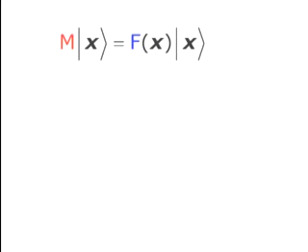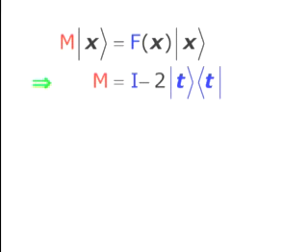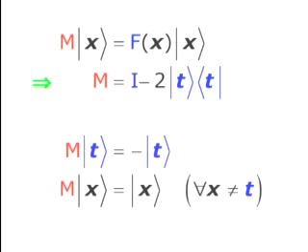The net effect of M on the L qubits holding x can be summarized as M acting on |x⟩ is f of x times |x⟩. Explicitly, the unitary matrix that is M is the unit matrix minus 2 times |t⟩⟨t|. That's because the computation basis states are orthonormal, so M operating on |t⟩ is minus |t⟩, and M operating on any other computation basis state leaves the state unchanged.